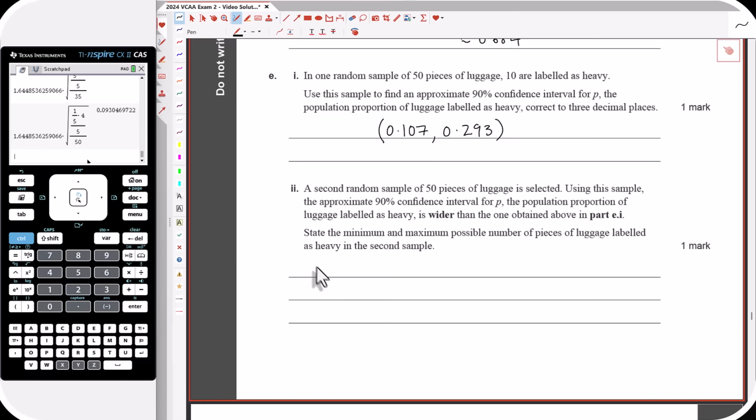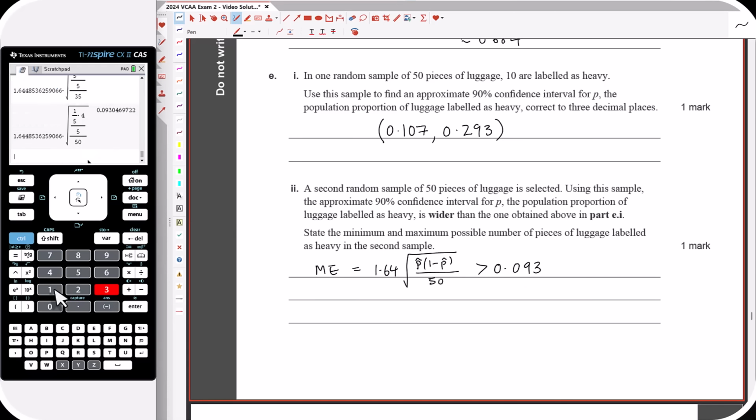So if we think about margin of error for a 90% confidence interval, as I said, it's 1.64. I'll use that nice and exactly in my CAS. We don't know what this p hat value is because we don't know the number of pieces of heavy luggage. That's kind of what we want to work out. We do know it's still going to be another sample of 50. We want that to be bigger than our original margin of error, which was 0.093.